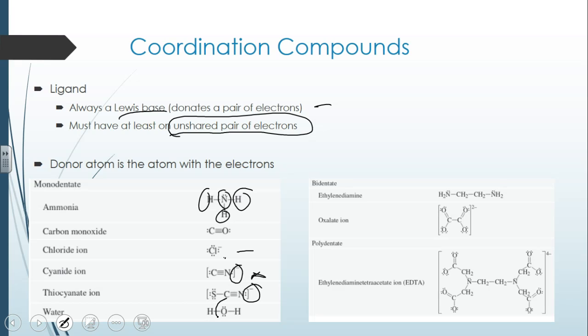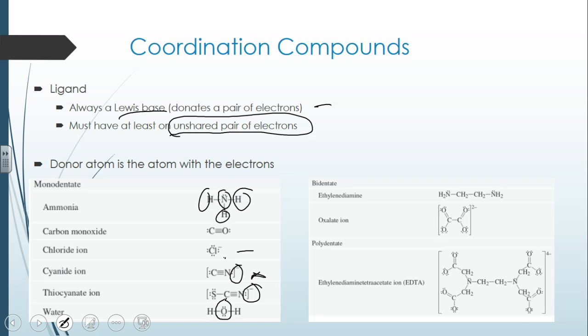If you look, here is water, which has 2 unshared pairs of electrons. That's pretty good to become what we call a ligand, right? And that oxygen is the donor atom. Now, some of these are pretty interesting.